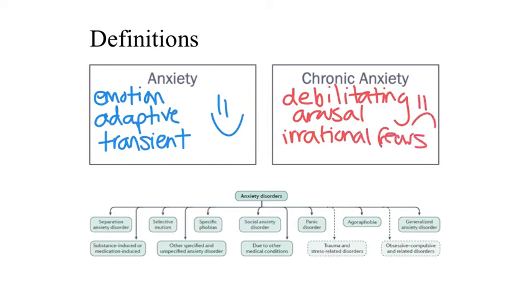In summary, anxiety is the outward expression of fear, and when it is transient in nature, can be protective and adaptive, whereas when it's chronic, it can be problematic and associated with disease.